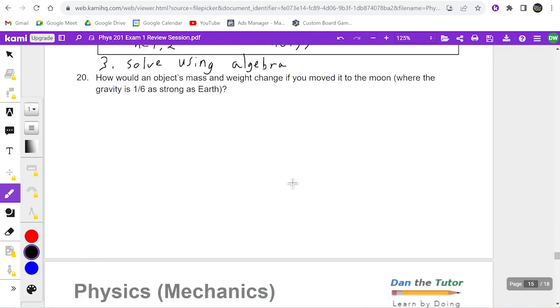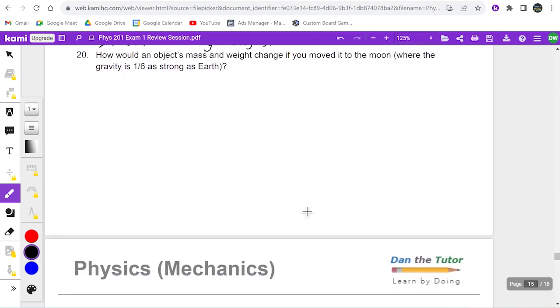Okay, here we go. We have a nice conceptual question for us with number 20. How would an object's mass and weight change if you moved it to the moon, where the gravity is 1/6 as strong as Earth? Does anyone want to take a shot at this? Do you multiply 9.8 times 1/6? Yes, so 9.8 times 1/6. And again, that's your weight, because weight equals mg. Gravity changed. And the mass, mass is still mass.